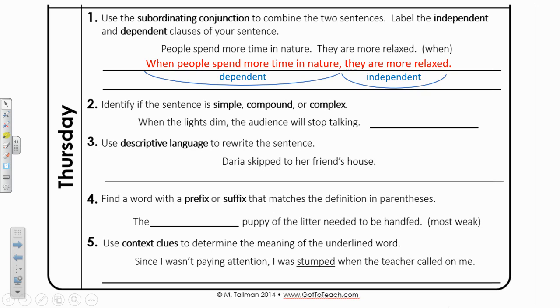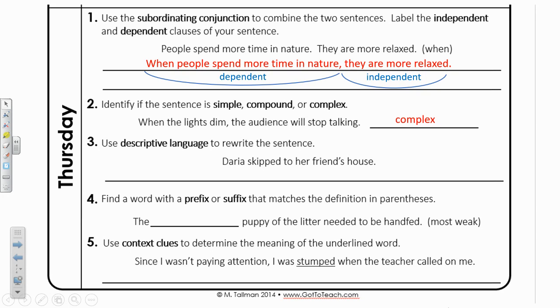Let's take a look at the first clause, when the lights dim. That is not a complete thought. So therefore, that first clause would be dependent. However, look at the second part. The audience will stop talking. If you kept that all by itself, it could be a complete sentence. So therefore, it would be independent, just kind of like the sentence above in number 1. When you have an independent and a dependent clause combined, that makes it a complex sentence.